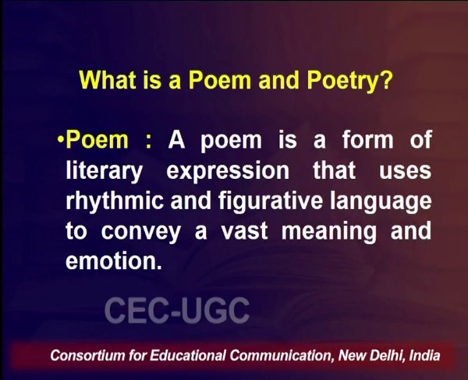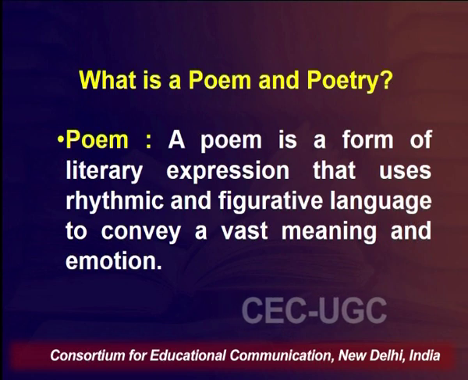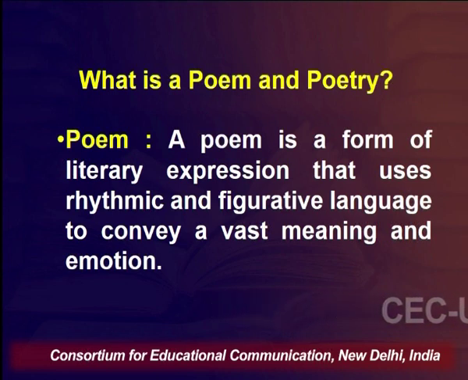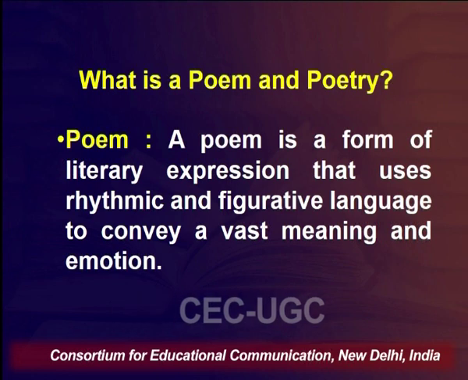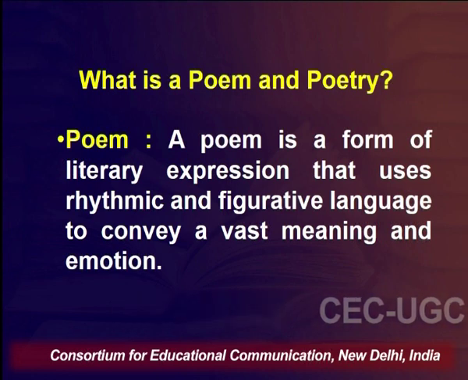And we say a poem is a form of literary expression that uses rhythmic and figurative language to convey a vast meaning and emotion. Now you see, there are some very crucial words over here. Of course, just like prose, even poem is a form of literary expression. But how does it differ? The first thing is that it uses a rhythmic language, which means that there is some kind of a musicality to it.